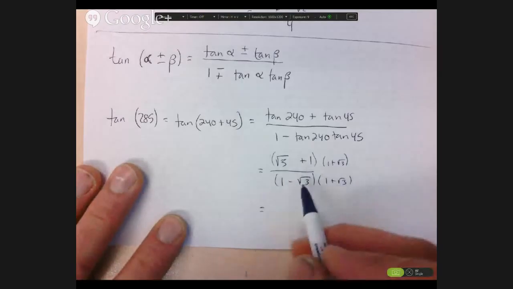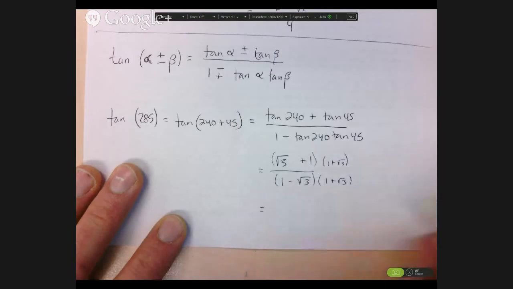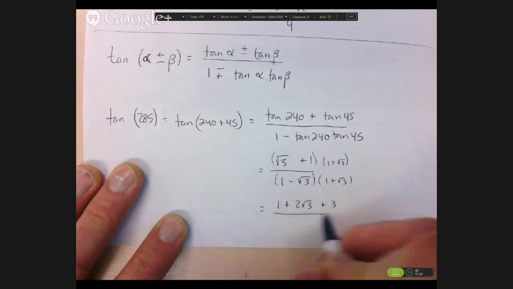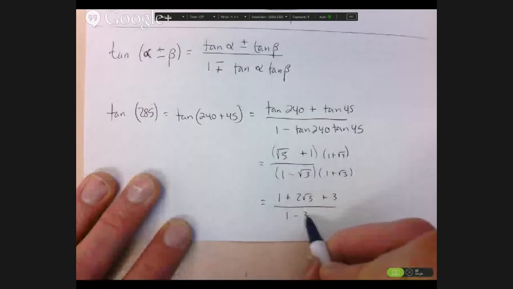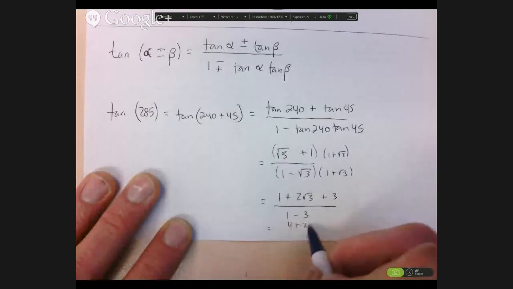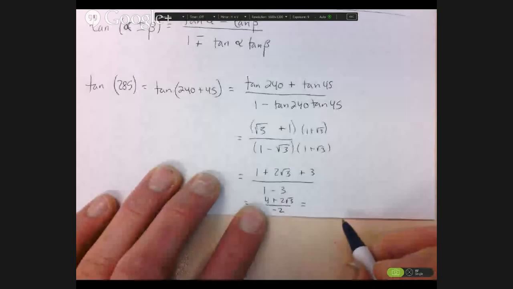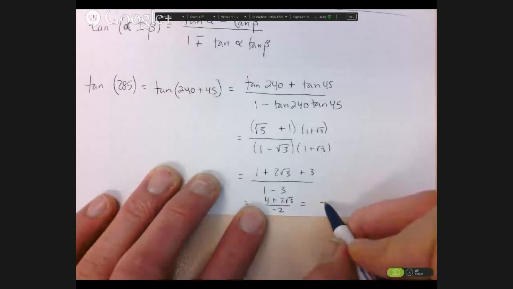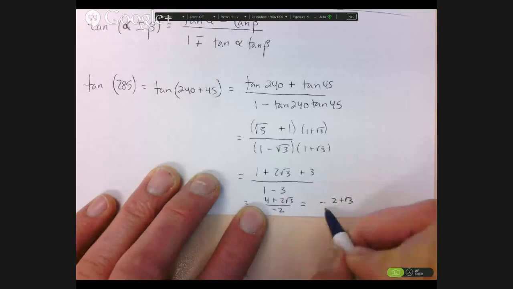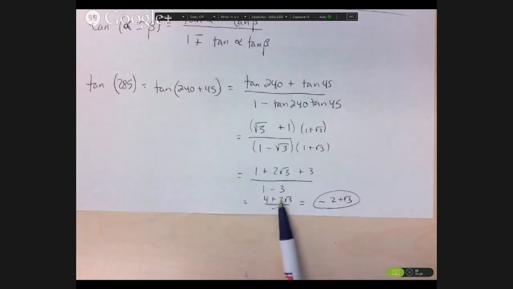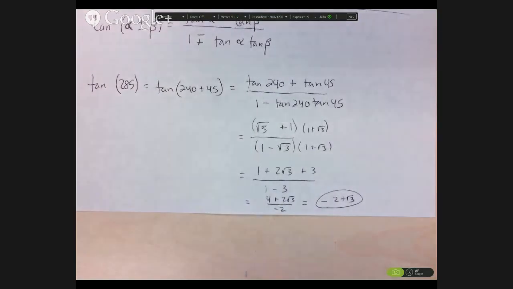All right, so the top, FOIL it, the bottom FOIL, you'll get your proper answer. FOIL the top and then the bottom. So 4 plus 2 root 3 over -2. And then simplify that. You can take a 2 out of everything. You've got your answer. 3 plus 1 is 4.